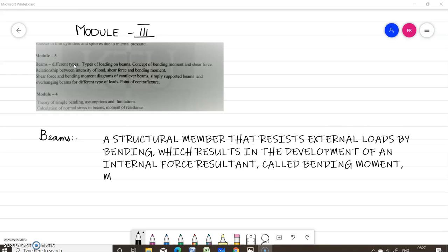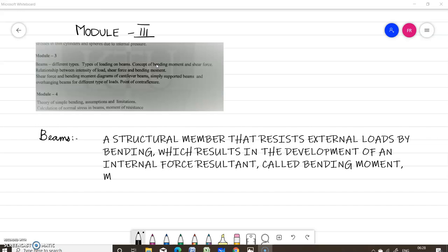Now we have to study the concept of bending moment and shear force, and the relationship between intensity of load, shear force and bending moment. How to draw shear force and bending moment diagrams of different types of beams like cantilever beams, simply supported beams and overhang beams for different types of loads, and we have to see the meaning of the term point of contraflexion and how we will locate the point of contraflexion. So these are the things we are dealing with in this module 3.